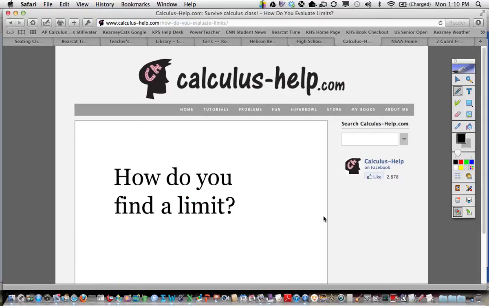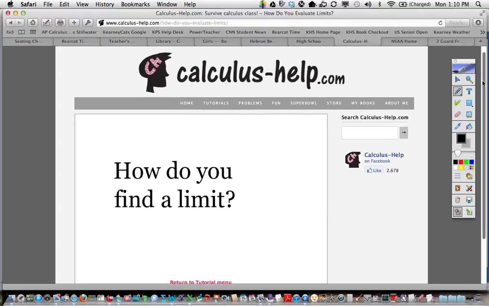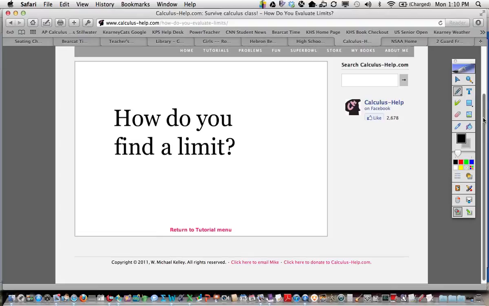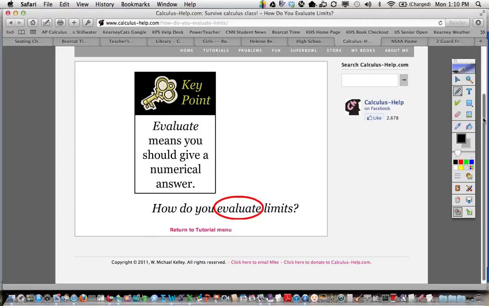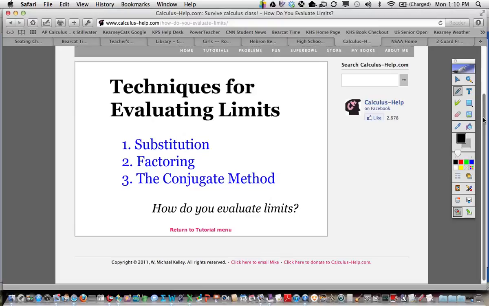Once you determine whether or not a limit exists, the next logical step is to try to figure out what the heck that limit is. So that's what we'll be focusing on in this section. How do you find a limit? The fancy word for finding the value of a limit is evaluate. So when you see the direction evaluate, basically you should be expecting to get a numerical answer. We already talked about graphs. There are 3 major ways to evaluate a limit. They are substitution, factoring, and the conjugate method.